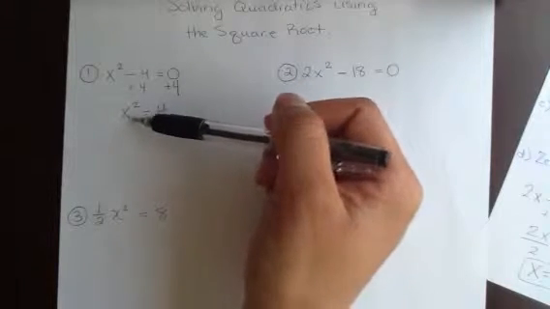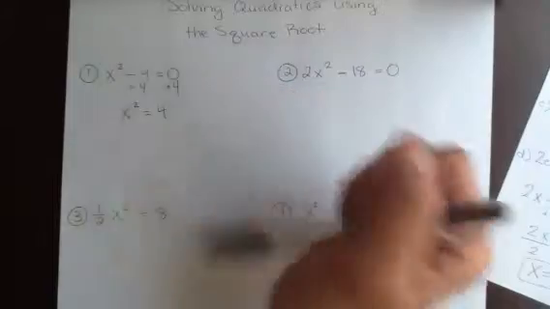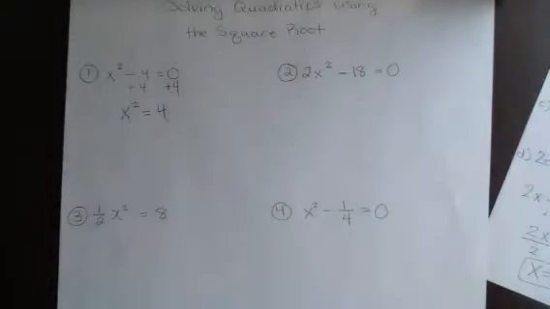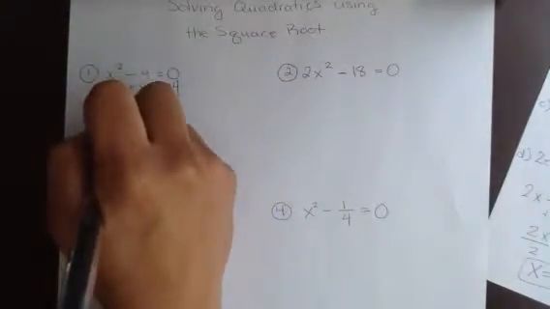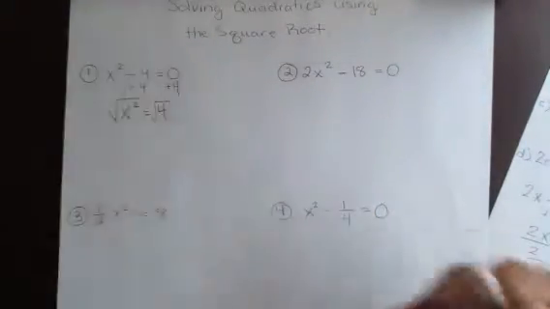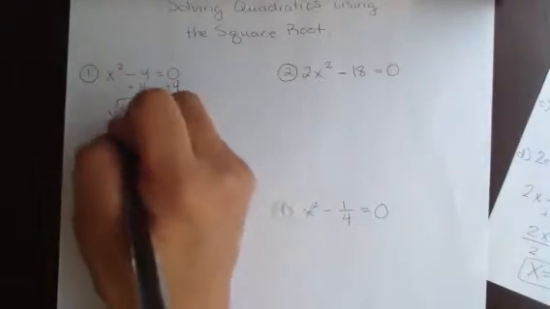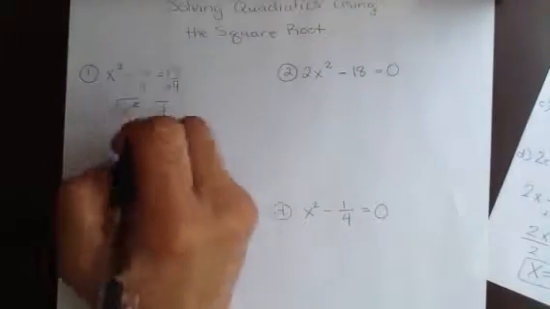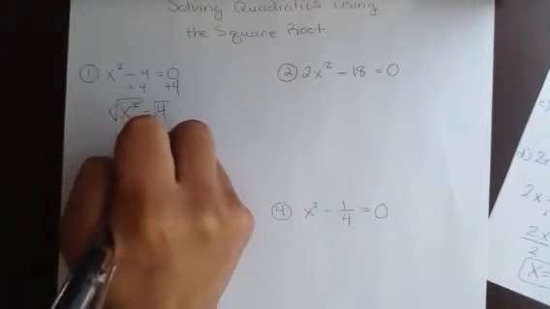Now the operation going on with the x here is squared. We're raising it to the second power. In order to cancel out that power, we have to do the inverse, which is to find the square root. So in order to cancel out a square, you find the square root. The square root and the square cancel each other out, so you get x is equal to the square root of 4.